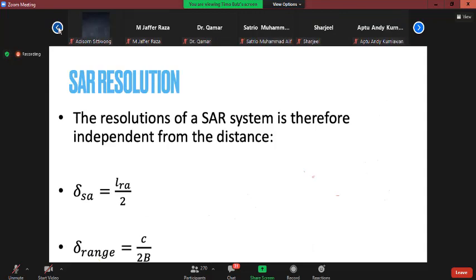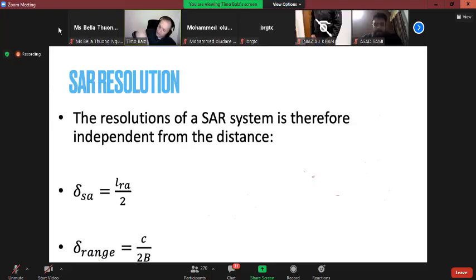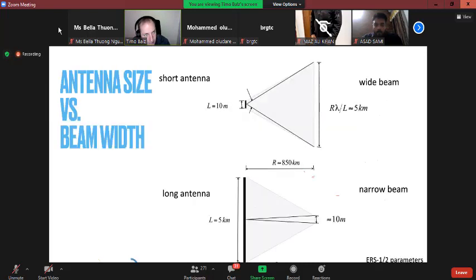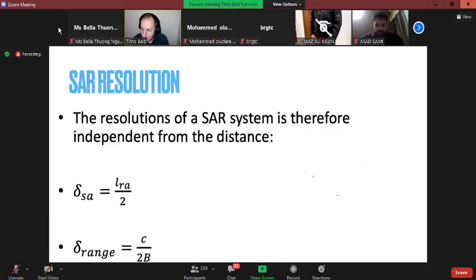So the resolution of a SAR system only depends on the length of the real antenna divided by 2. So if you have a 10-meter antenna, you can get 5-meter resolution, and by the bandwidth of the system. Right. If you have a very short antenna, your beam is very wide. If you have a very wide beam, your synthetic antenna gets actually longer compared to your real antenna. That's why a shorter antenna gives you higher resolution in that case.